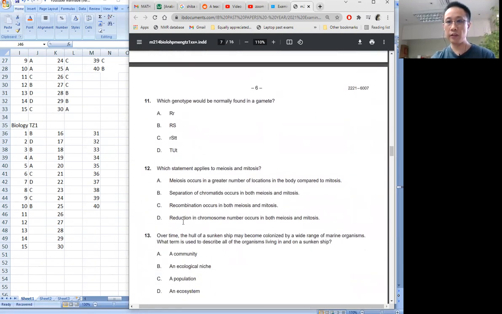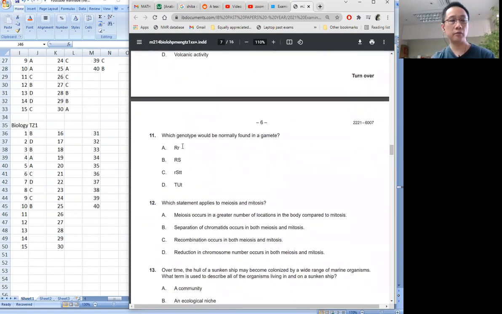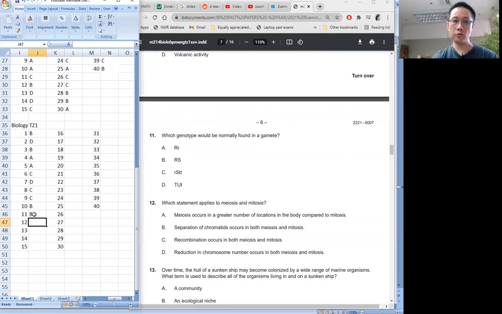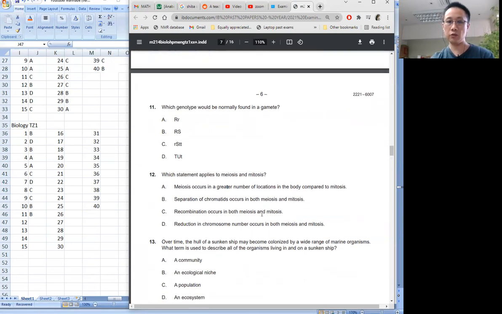What genotype would be normally found in a gamete? A gamete is haploid, it should only have one copy of a particular gene. So something like RR implies it's a diploid. RSTT looks like a gamete that has undergone non-disjunction. But B looks reasonable. It looks like they're talking about two genes that are either linked or unlinked, but only one allele per gene.